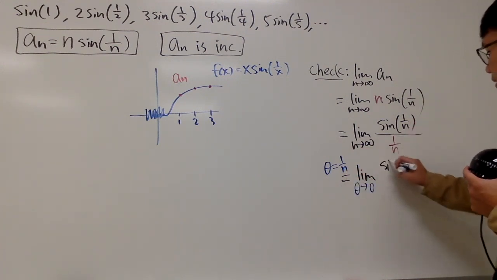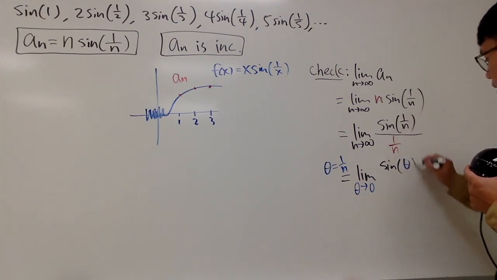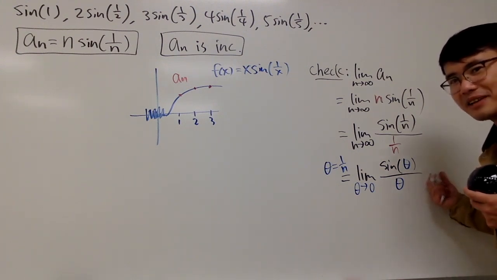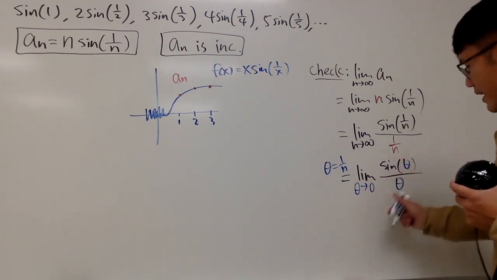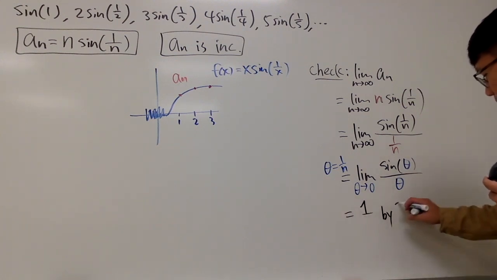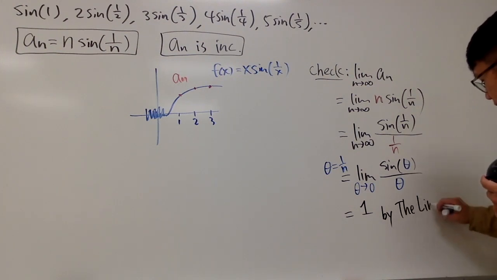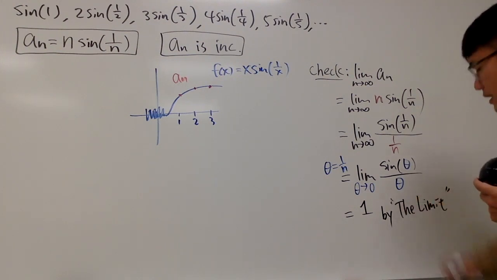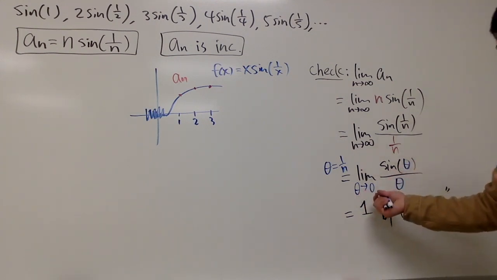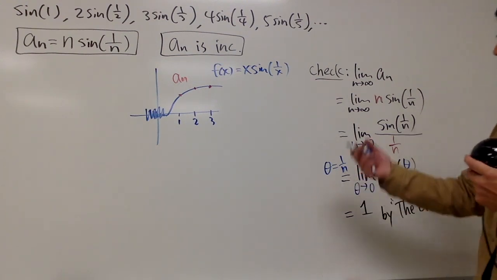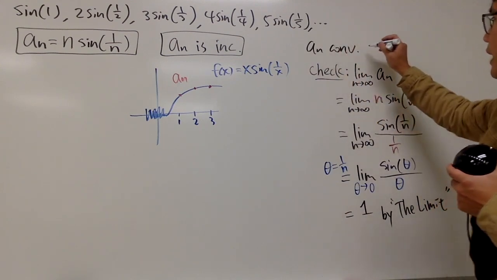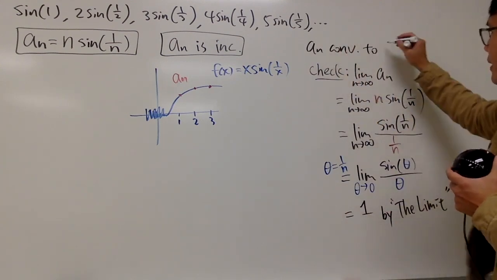So the inside is sin(theta) over theta. Of course, this is not an integral, so you don't have the d theta here. Don't worry about that. Anyway, this is equal to 1. If you want to give a little reason, it's by the limit that I discussed with you before. This and that input are the same, and if the input is approaching 0, then we are pretty much done. So I will tell you that a_n does converge, and it converges to 1.